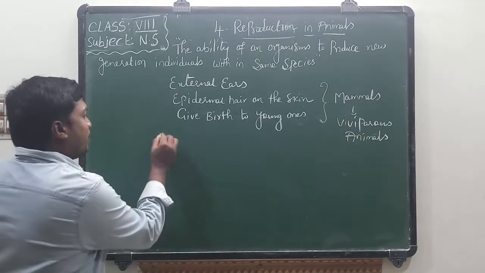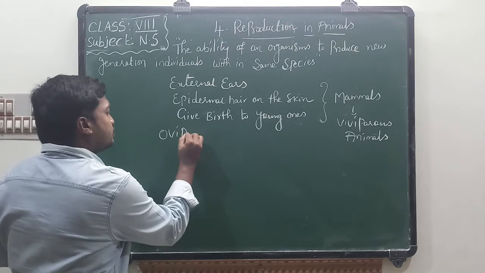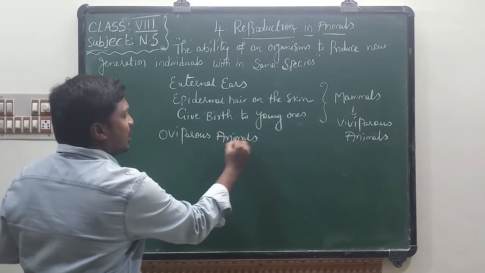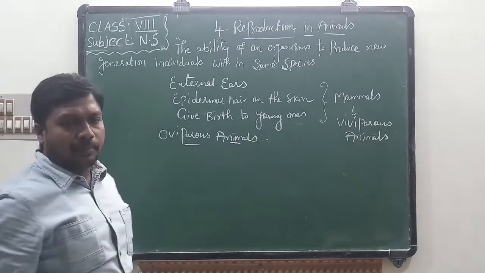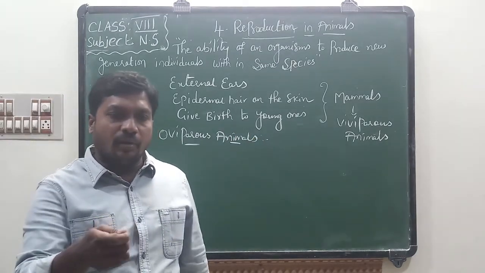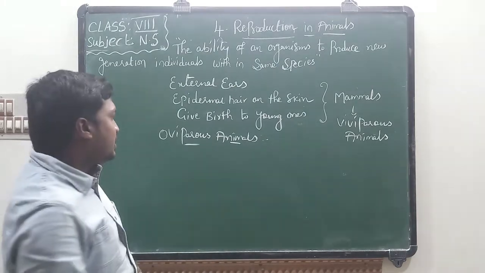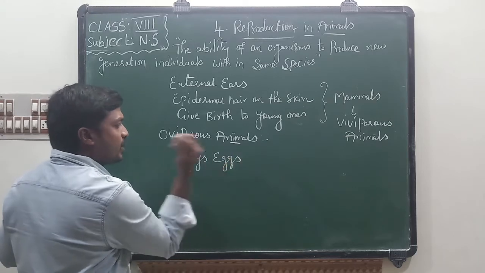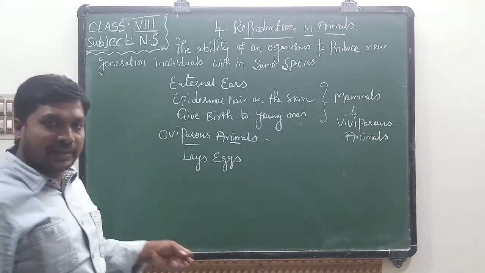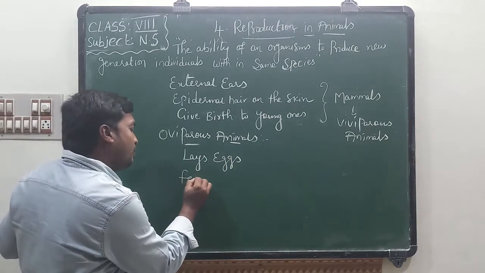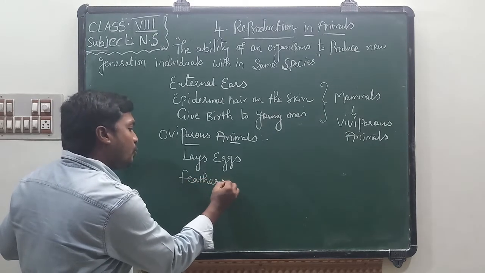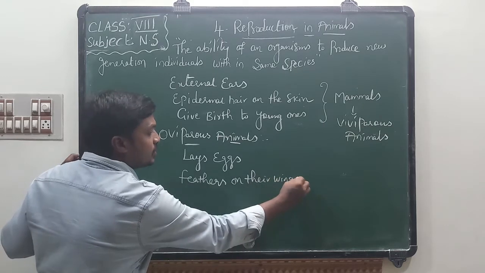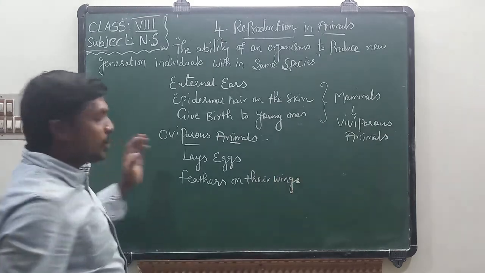Now, I will explain about oviparous animals. If you will observe, we learned some birds' names in the 1-2 tables. No? The animals which lay eggs, and the animals which have feathers on their wings, such animals are called oviparous animals.